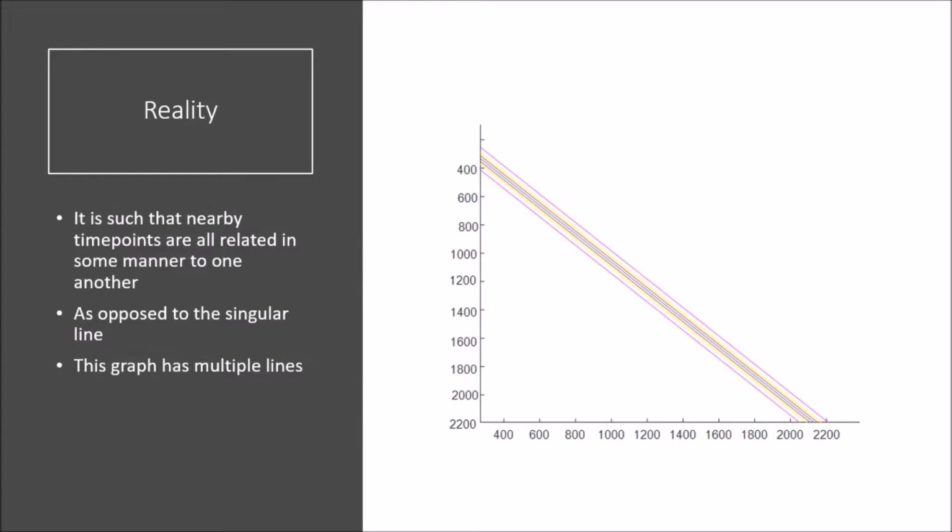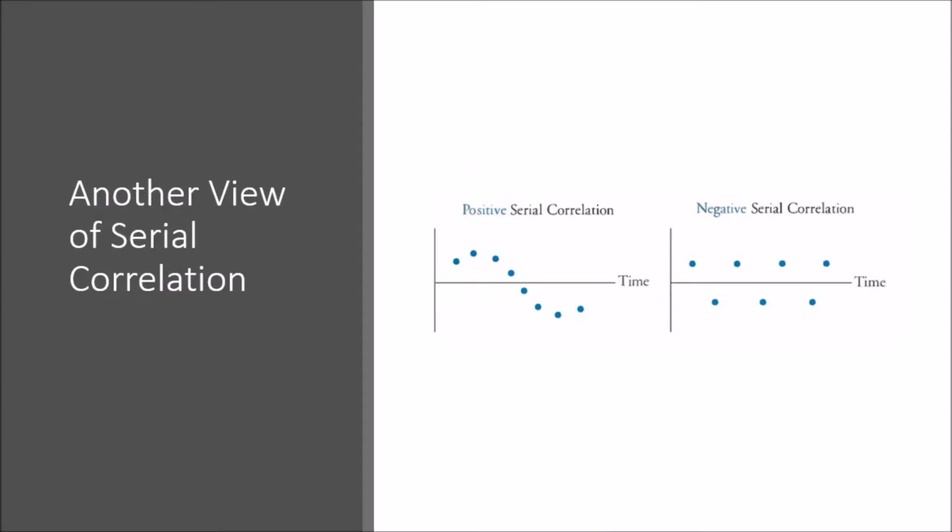So the blue line still exists. In this case, it shows time point 400 is related to 400. Time point 2200 is related to time point 2200. However, it also shows that time point 399 is related to time point 400. Time point 398 is related to time point 400, and so forth. So what it's basically showing is that nearby points have some ounce of correlation to it.